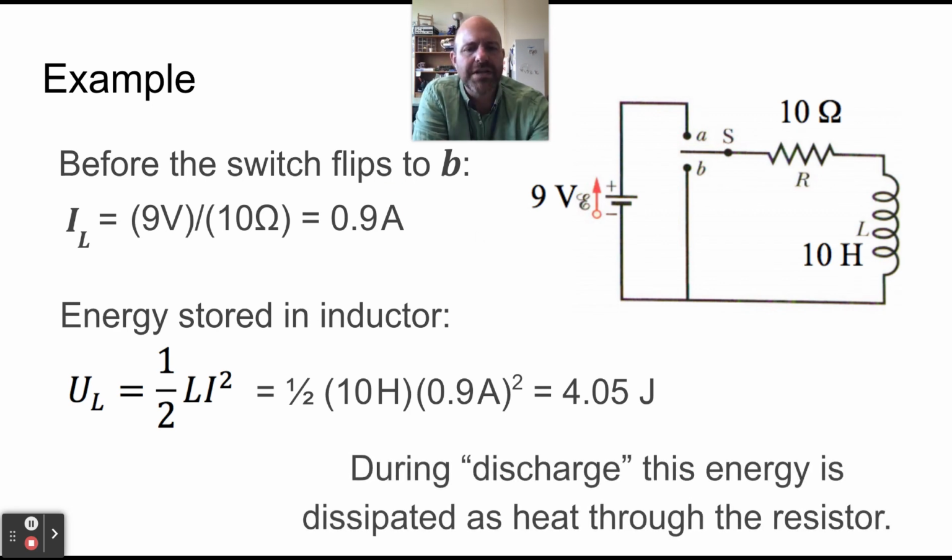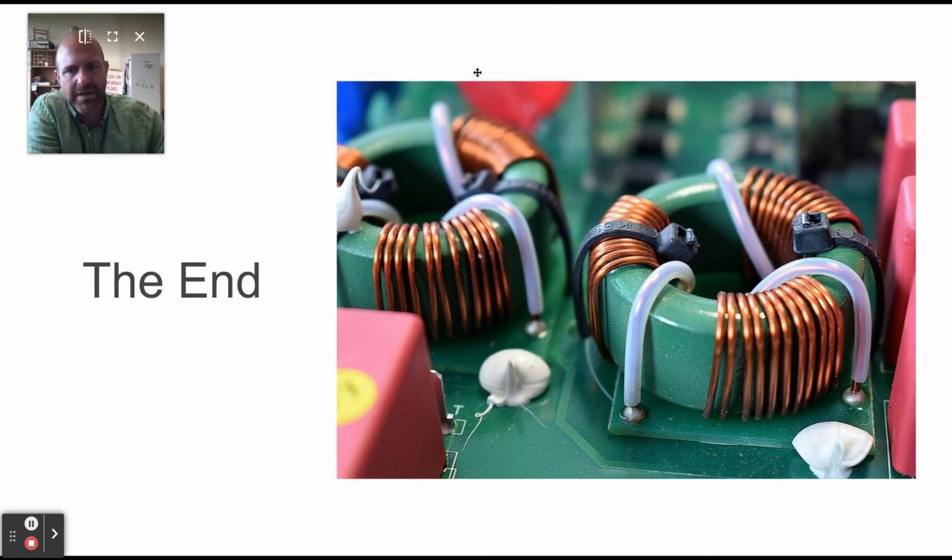During discharge, all this energy has to go away because at the end, there's no current flowing. So that means all of that energy is turned into heat by the resistor. That's how you think about it, right? So it's not nearly as complicated an idea as you might think. That's the transient state of the inductor, and pretty much our last new concept.